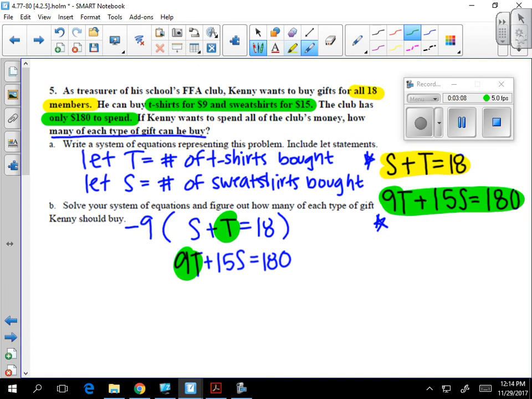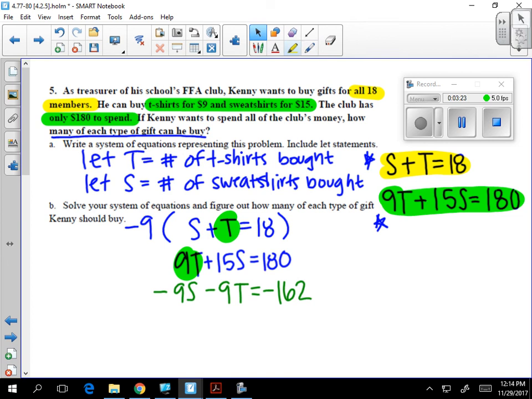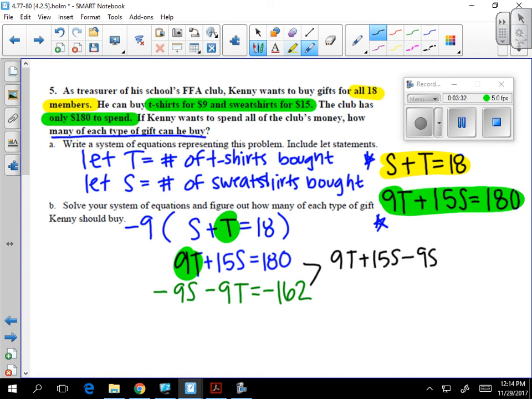So it would be -9s minus 9t equals 18 times -9, which is -162. Now I'm going to combine those two equations into one equation with one variable. So 9t plus 15s minus 9s minus 9t equals 180 minus 162.